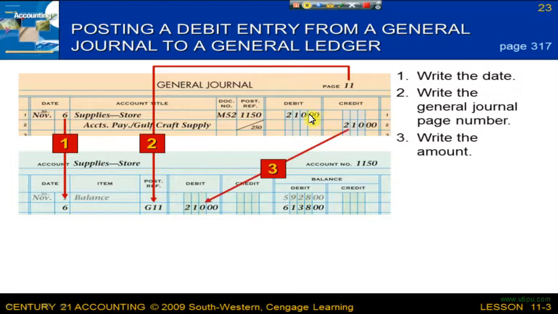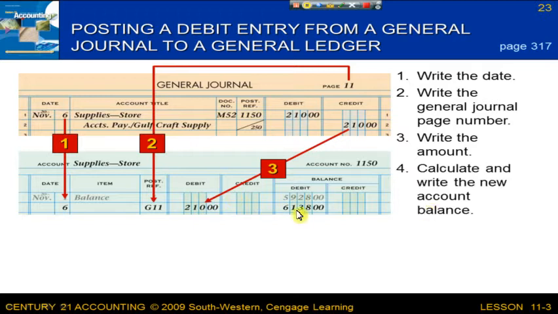We write the amount. This line is drawn in the wrong spot. It's actually a debit that we're recording because the debit is on the same line as the supplies store. So this is a debit of $210.